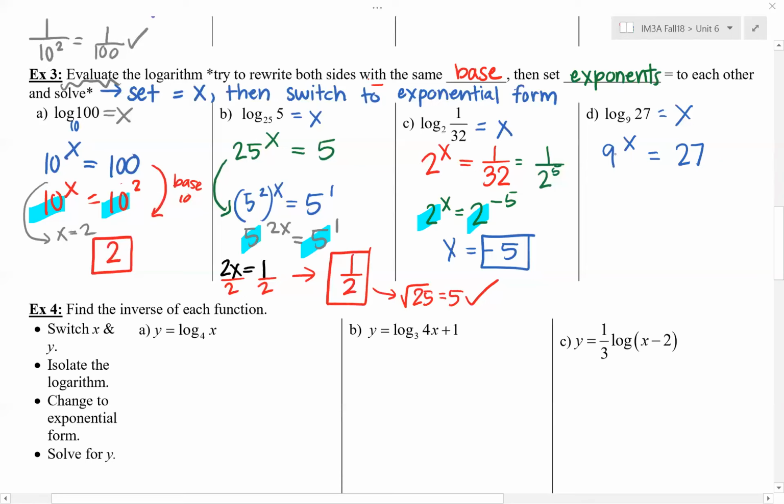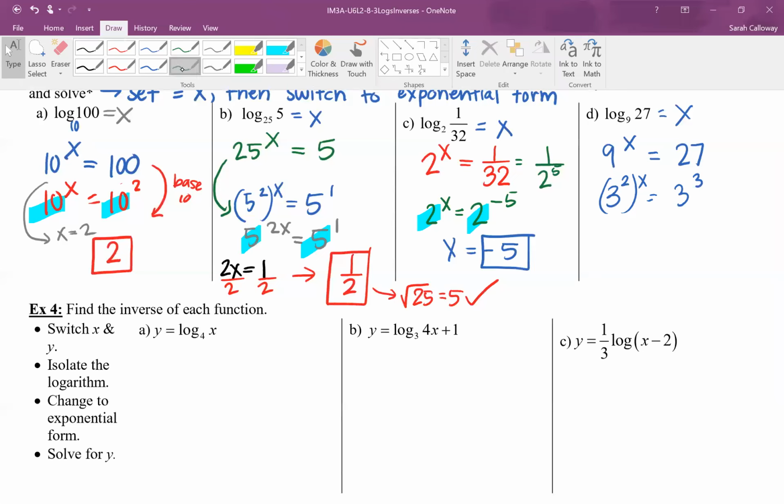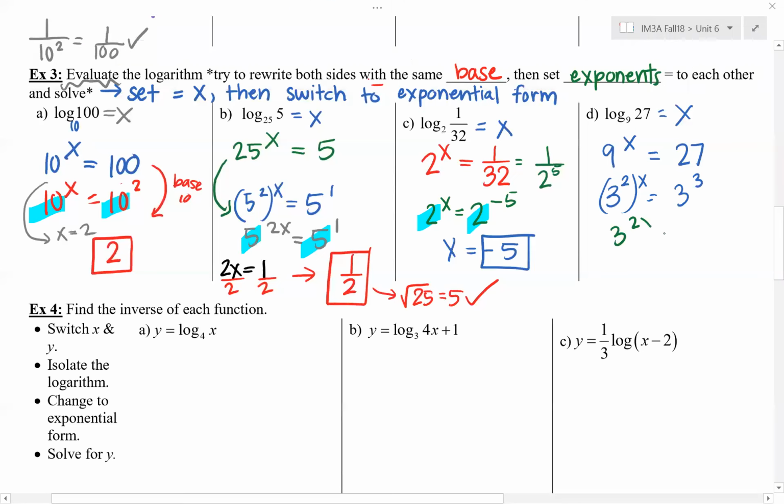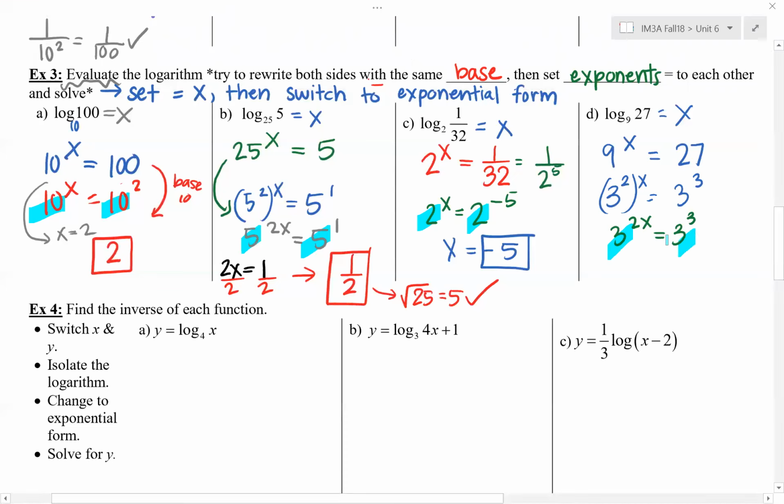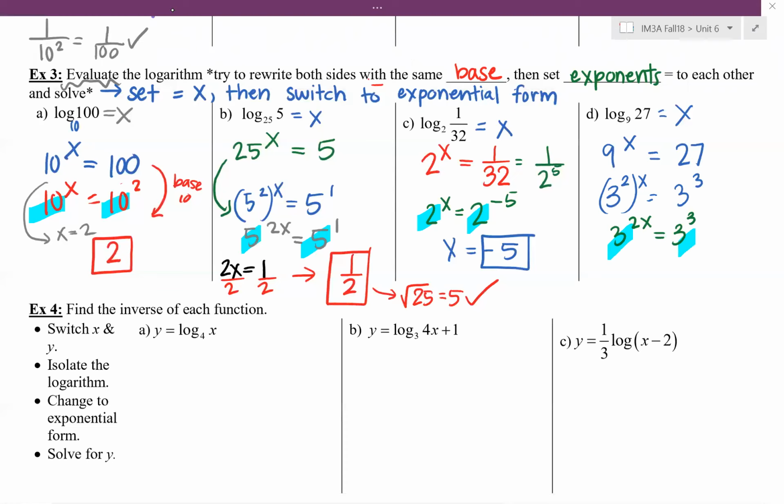So I think about 9. 9 is the power of what number? 9 is the power of 3. So I can rewrite 9 as 3 squared. And remember, that's being raised to the x power. And I can also write 27 as a power of 3 because it's just 9 times 3 again. So it's 3 to the 3rd power. So what I can see here is that I really have 3 to the 2x equals 3 to the 3rd. And so if I ignore my bases, right, set my exponents equal to each other, I get 2x equals 3.